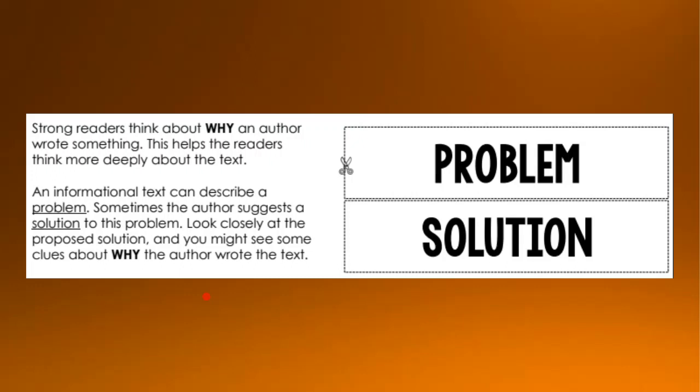Strong readers think about why an author wrote something. This helps the reader think more deeply about the text. Okay, next. An informational text can describe a problem. Sometimes the author suggests a solution to this problem. Look closely at the proposed solution and you might see some clues about why the author wrote the text. Did I do good?